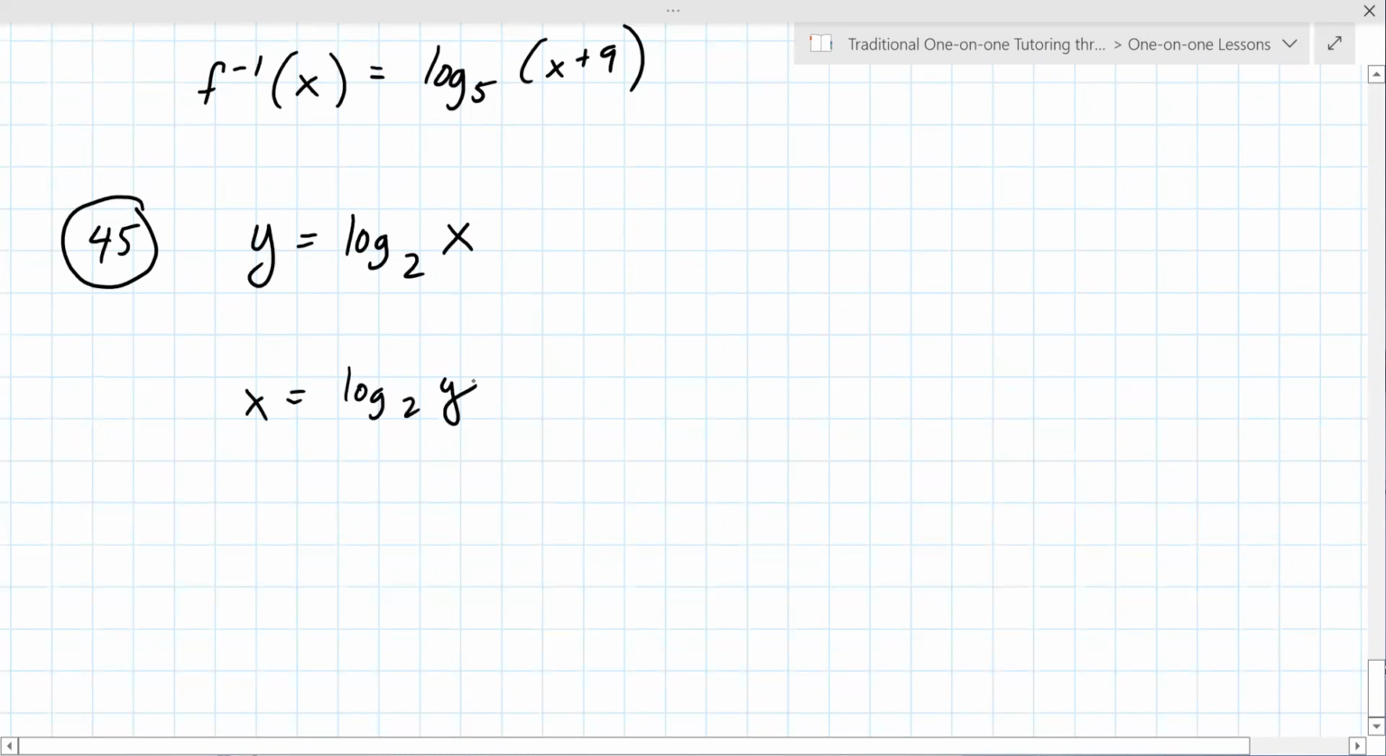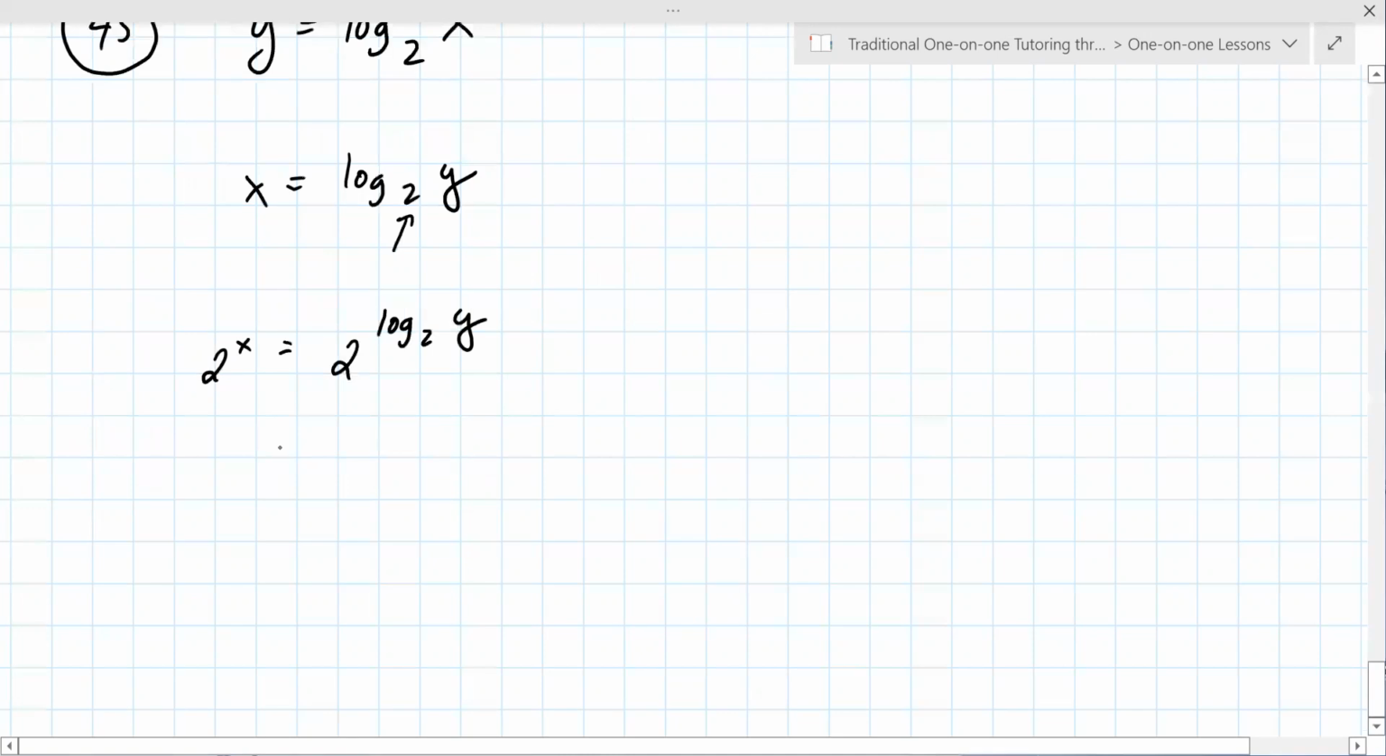And you're just going backwards now. So to undo the log, you use this 2 here as a base. So it's 2 to the X equals 2 to the log base 2 of Y. And on the right, the Y cancels and you get 2 to the X.